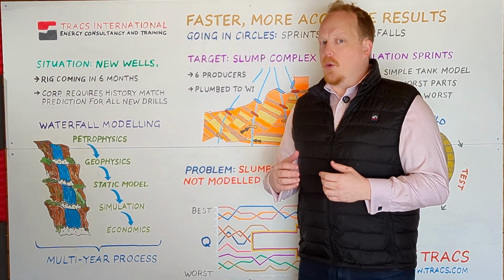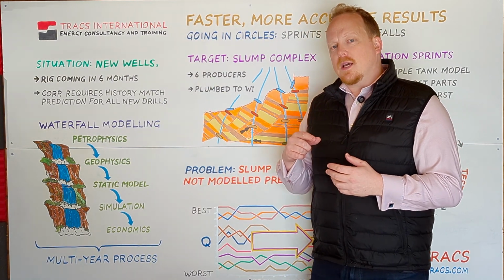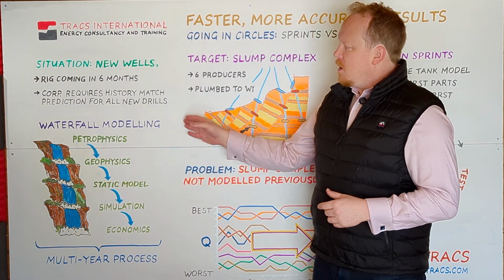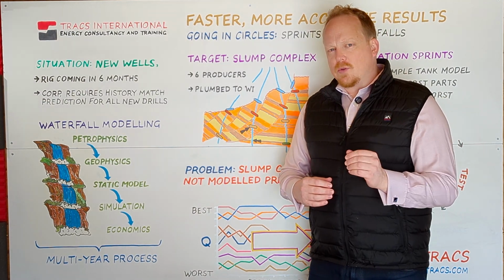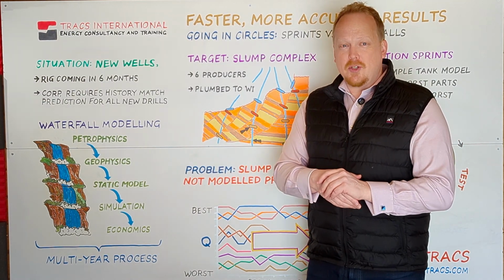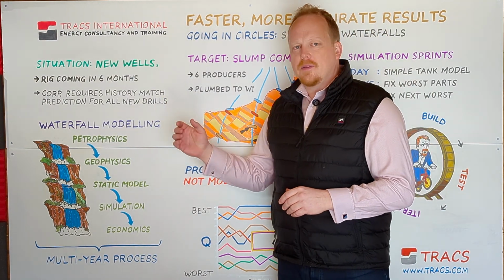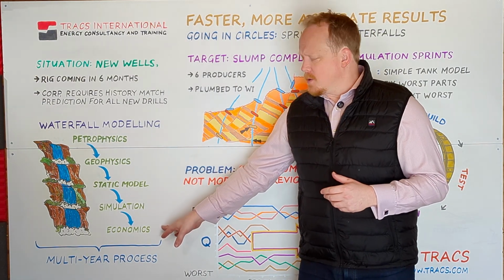Today we're going to walk through how you can shortcut this process dramatically by using a simulation sprint methodology. We're going to use an example here of a field where we had an incoming rig. The contract was signed. We were going to be drilling 6 new wells in this field in 6 months' time. And the corporation required that new drills were supported by an economic prediction from a simulation history match.